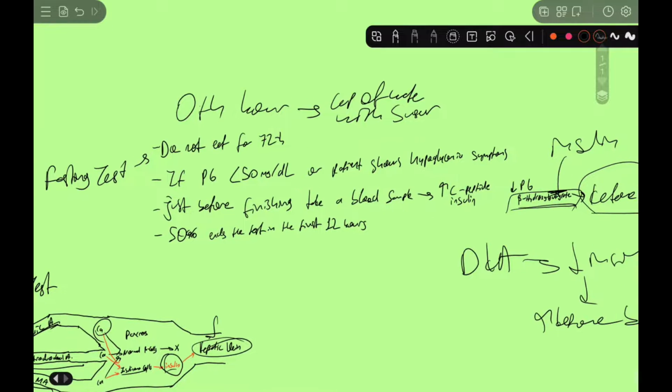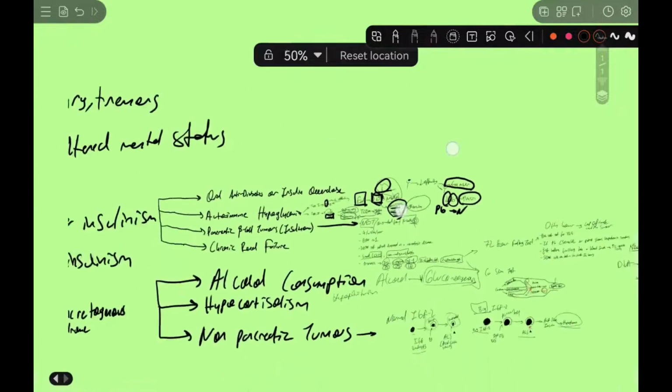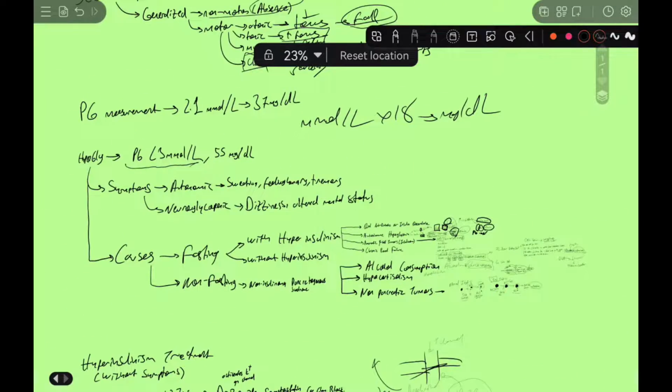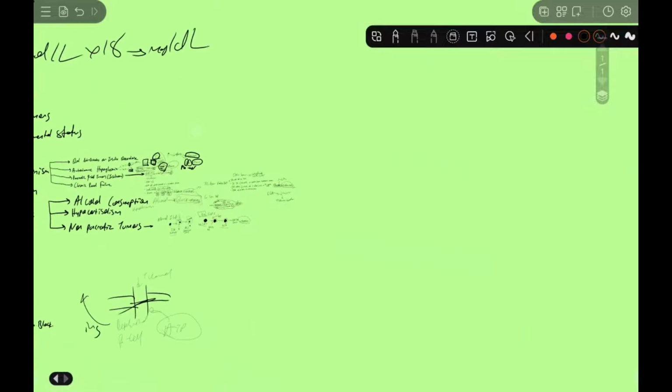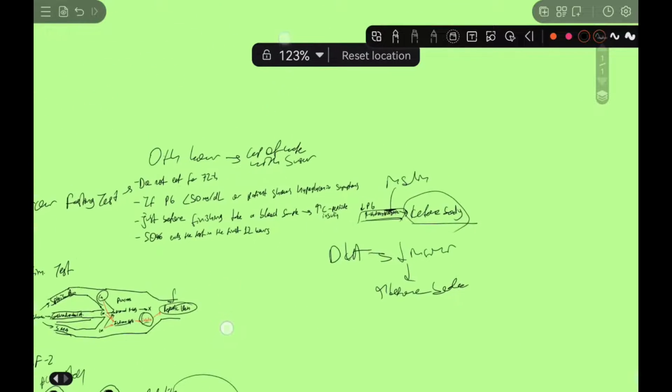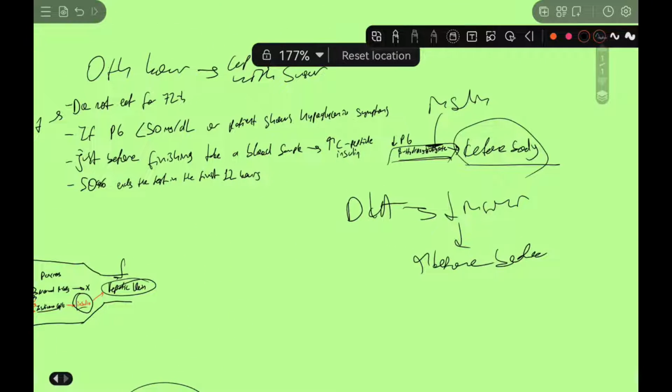If plasma glucose levels drop below 50 milligrams per deciliter, or the patient shows symptoms of hypoglycemia, which I mentioned just here, those autonomic or neuroglycopenic symptoms, we need to finish the test. Just before finishing the test, we need to take a blood sample. That blood sample is the most precious blood sample because it will guide us to the diagnosis.